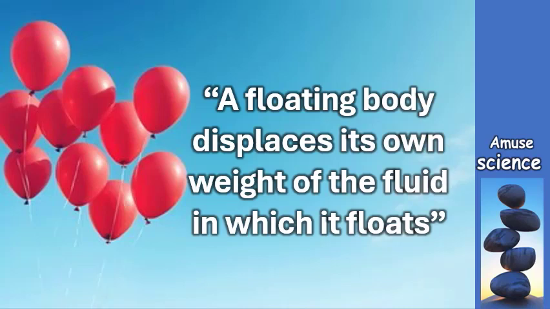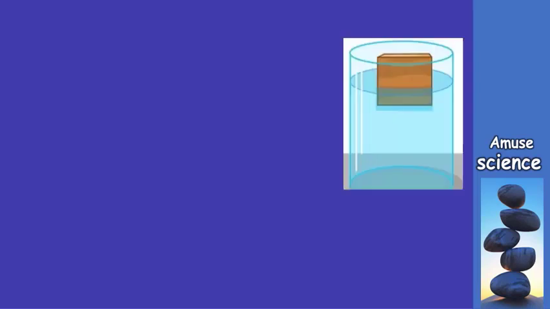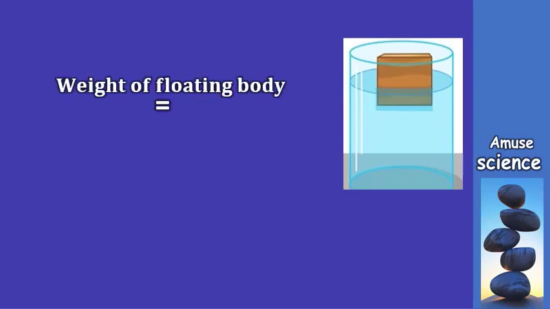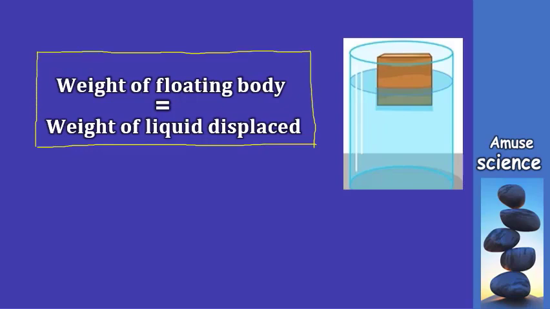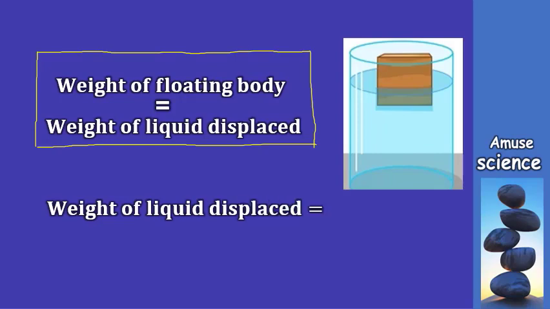Now let's write a mathematical equation out of the law. We can write that the weight of the floating body is equal to the weight of the liquid displaced. From our previous tutorial on density and relative density, we saw that the weight of the liquid displaced is equal to the density of the liquid times the volume of the liquid displaced times acceleration due to gravity.